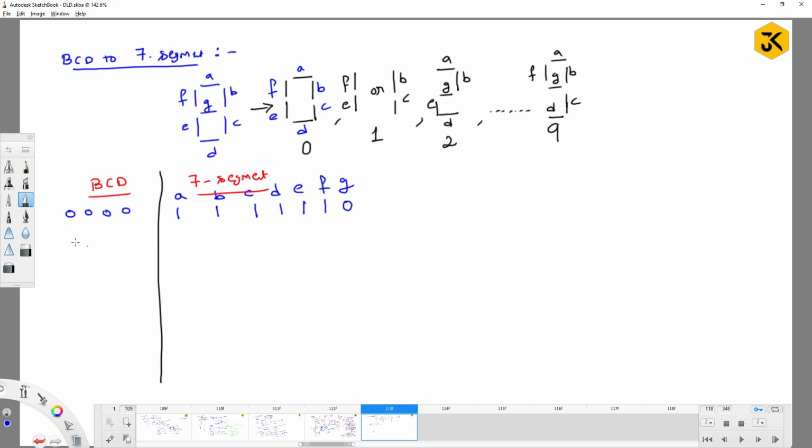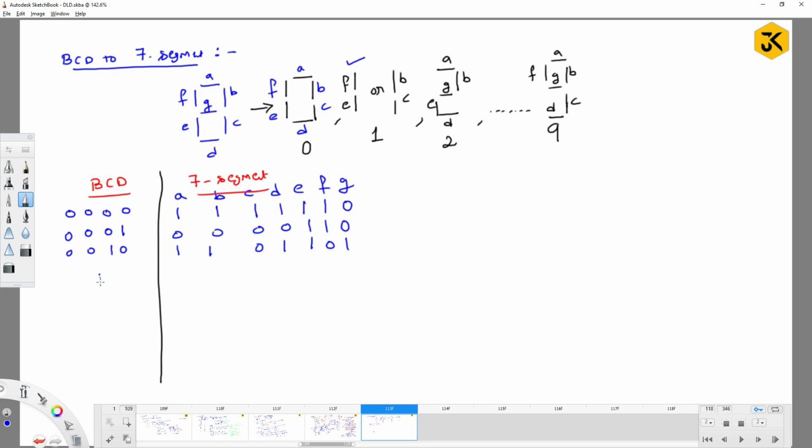As usual, similarly, to get the value 1, what do you have to do? You have to make either F and E as 1 or B and C as 1. So let us consider one. If I take F and E as 1, I get 0, 0, 0, 0, 1, 1, 0. Similarly, to get 0010, number 2, how do we get it? A, B, D is 1, E is 1, G also 1. Remaining things are all made 0.